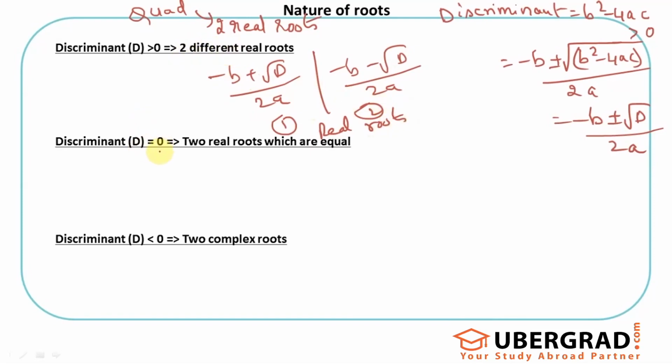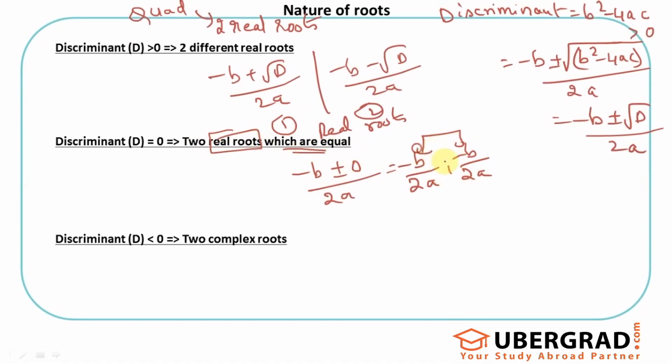If the discriminant is 0, what will I end up with? Minus b plus or minus square root of 0, which is 0, by 2a. So the root will be minus b by 2a. I don't have plus 0 and minus 0; both of them will be the same, minus b by 2a and minus b by 2a. So I end up with real roots, yes, two real roots, but they are equal. It's basically only one unique root, but they look like two.